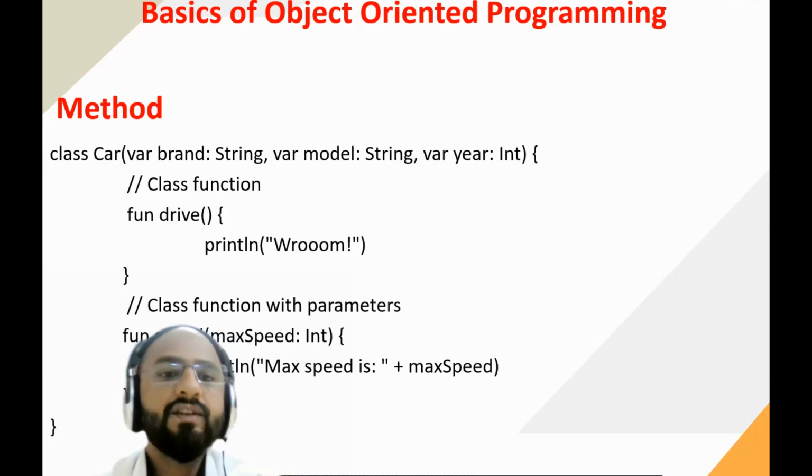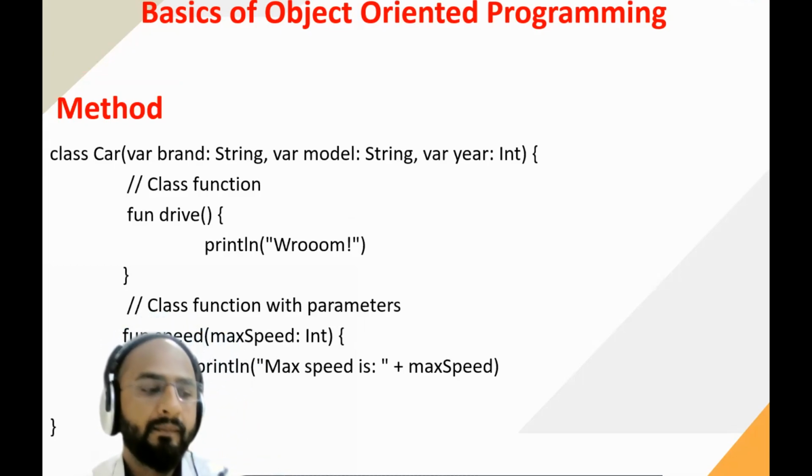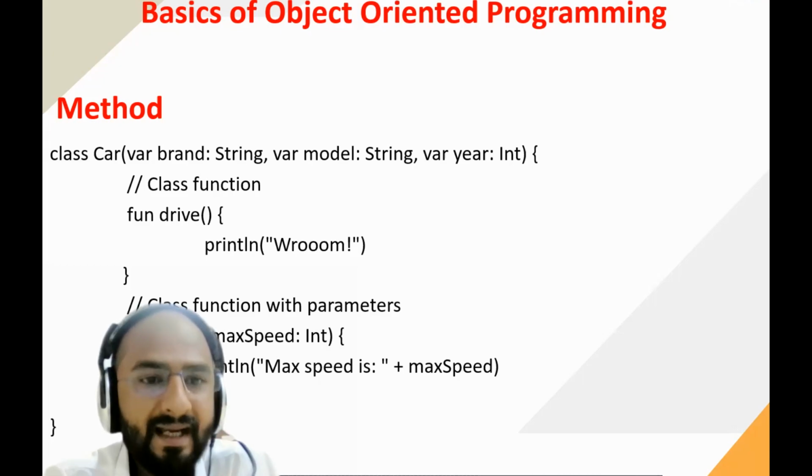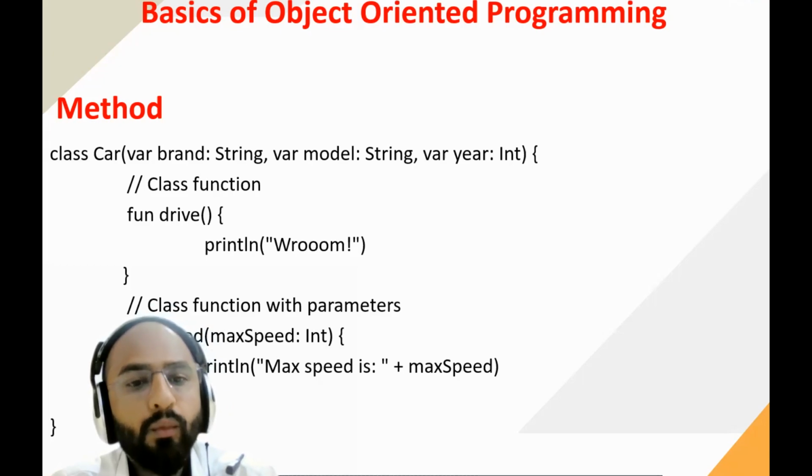Next, see over here, I am providing an example of a method. Here I have created a class named Car with 3 parameters: brand, model, and year. And in that class, I have written 2 methods.